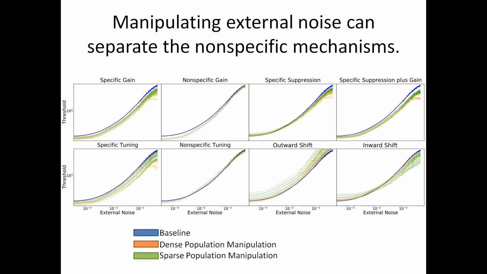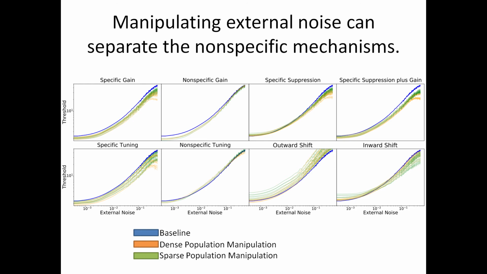Considering nonspecific gain and nonspecific tuning, both types improve performance at low levels of noise. However, as the external noise increases in nonspecific gain, thresholds become more similar to the baselines. As the external noise increases in nonspecific tuning, thresholds become worse than the baselines.